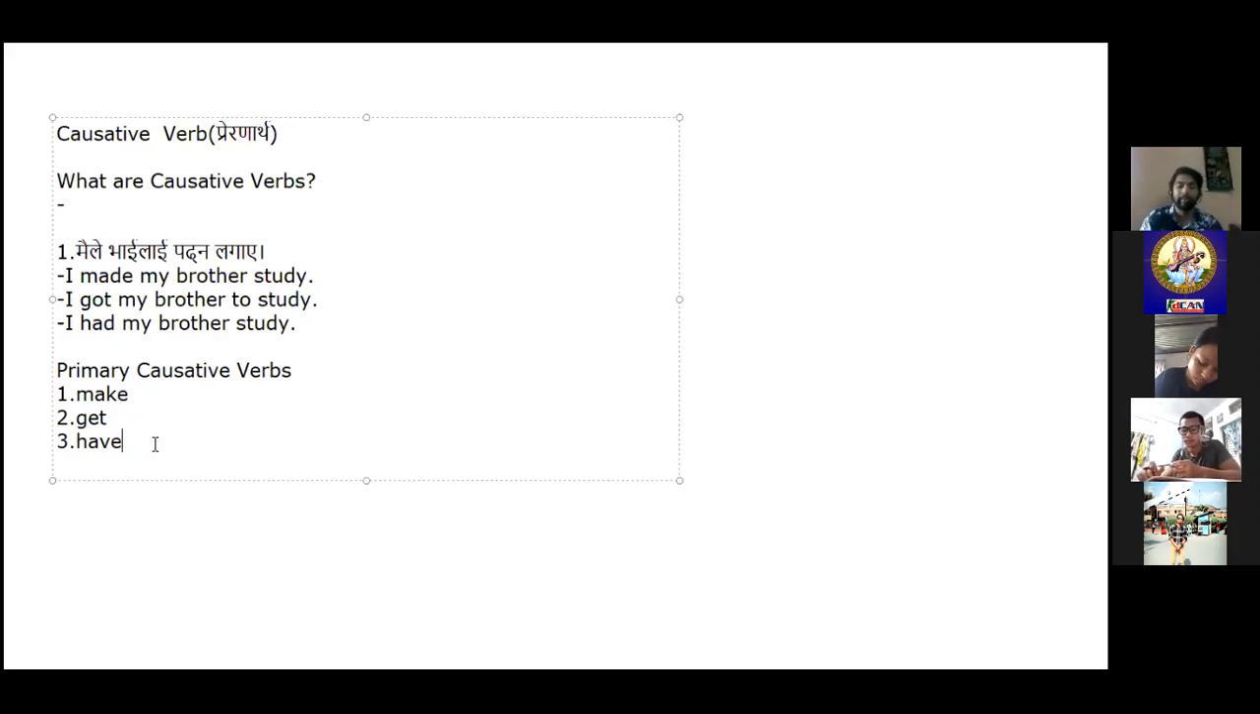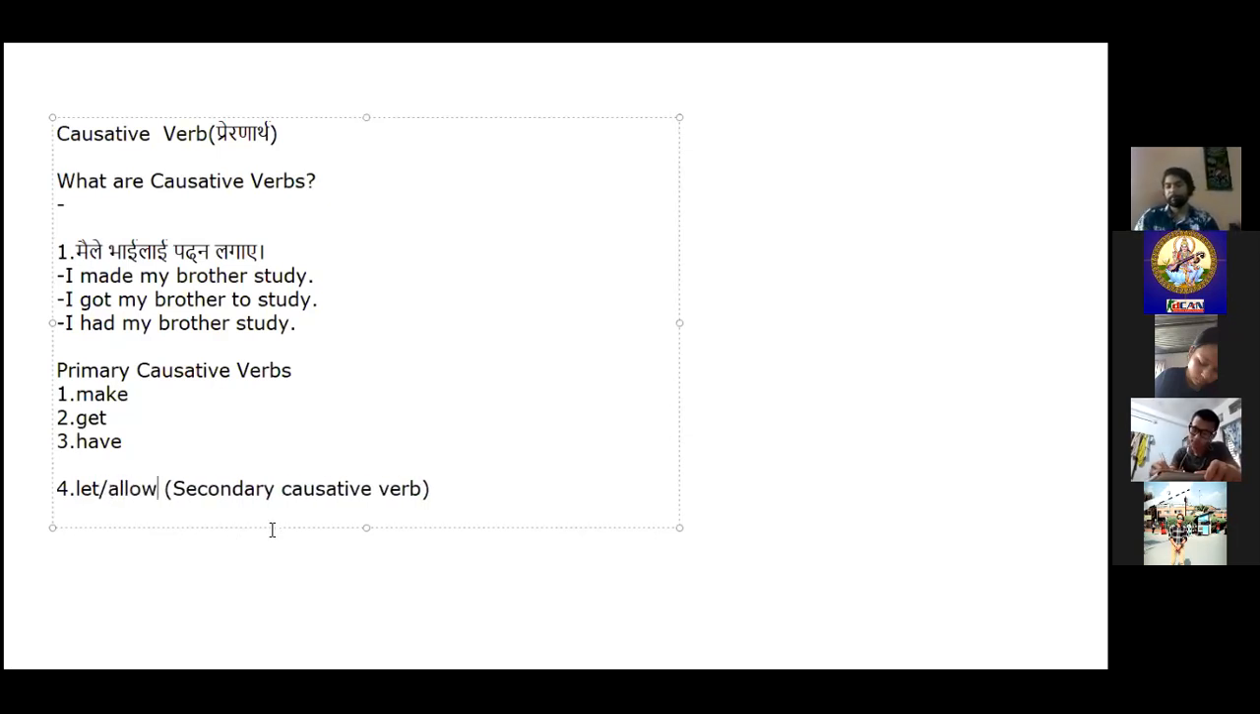Of our position, our late one, even if you can point, like say, marginal one, secondary one, these are not primary. It's sometimes used. Secondary causative verb. Let or allow, right? Let or allow.